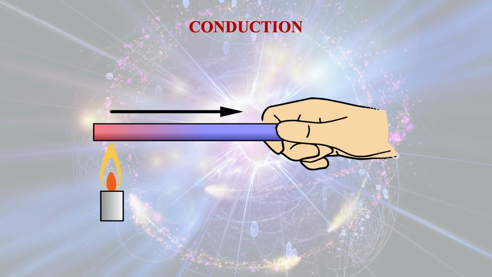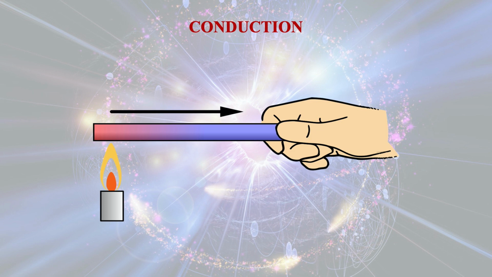Now this is the example for conduction. Here you see that a person is holding a rod and the other end is in touch with the flame of a candle. Now if you keep it for some time in this position, what will happen? The person who is holding the other end will feel hot. He will be sensing hot. Why? Because there is heat transfer through the solid rod from higher temperature to the lower temperature.